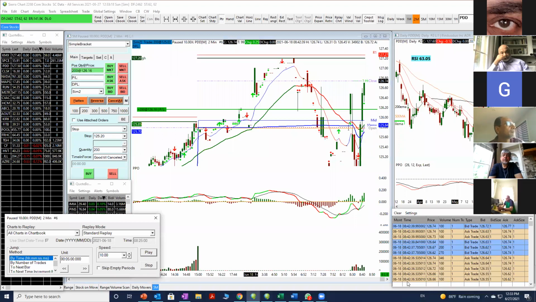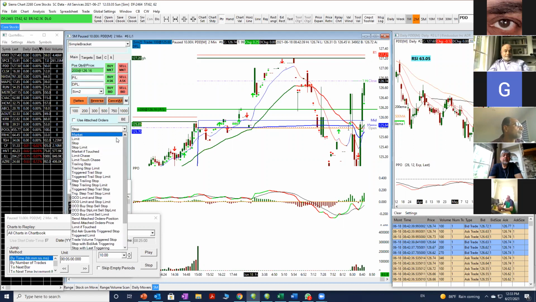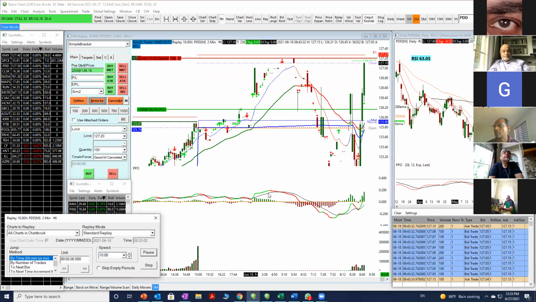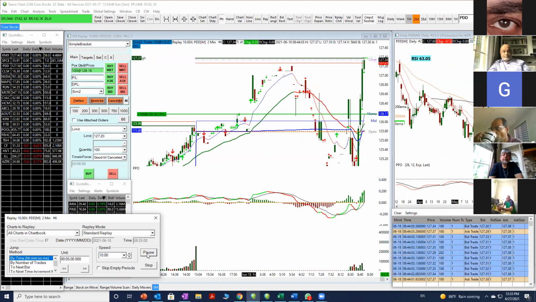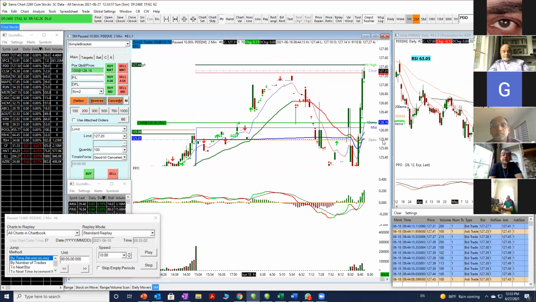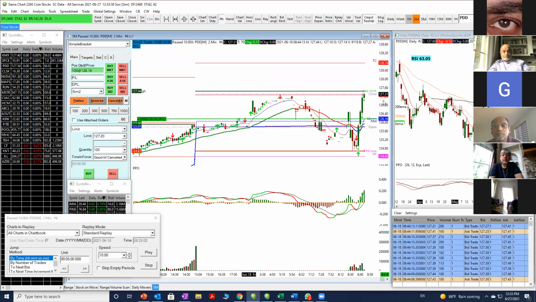The PPO, as we see, is now in the positive range. Now, again, my partial, I should have it at 127.20, which is 50% of the position, but not as a stop. It should be a limit order. That's why it is not accepted. There it goes. I continue and see if it touches my partial level. There it goes. It touches. 100 shares are gone. Only 100 left. So it's moving in my desired direction, except for the very first trade.